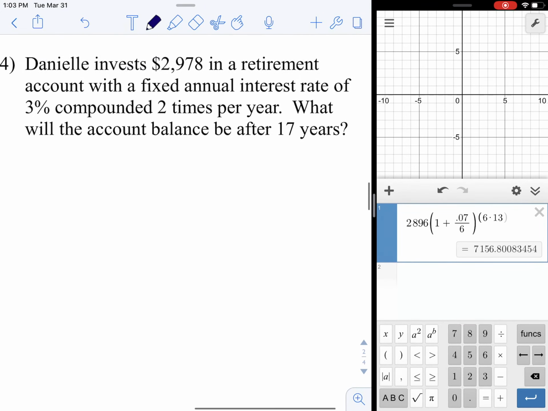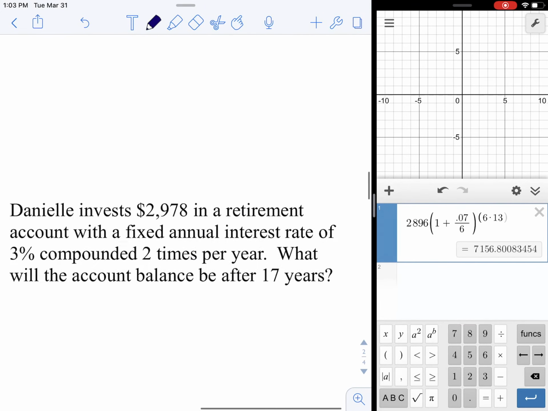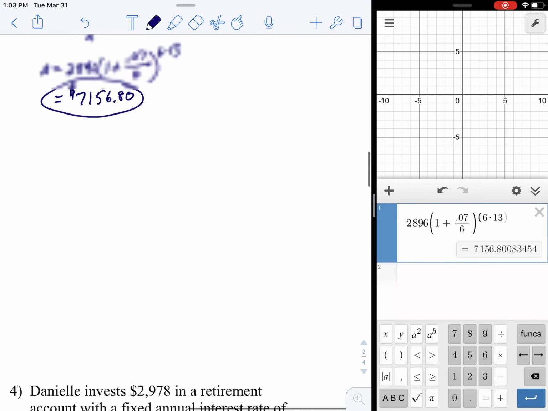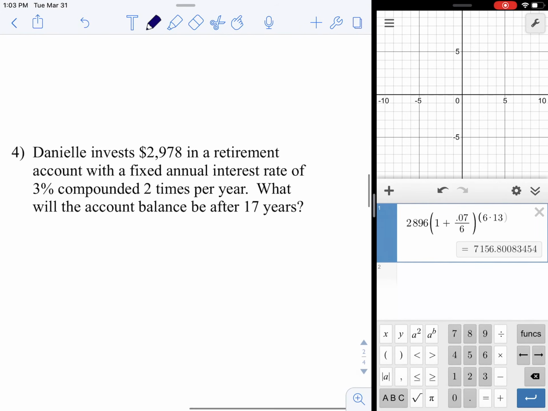Let's look at number 4. Daniel invests. Is that the same 2,978? Oh, it's close. That's weird. So this is the principal that's being invested into an account with a fixed rate. There's our R, compounded 2 times per year. That's our N for 17 years, which is time. So we work out this formula.